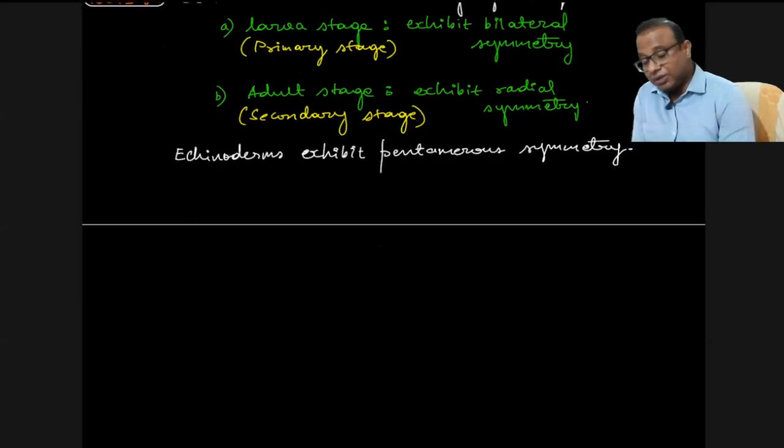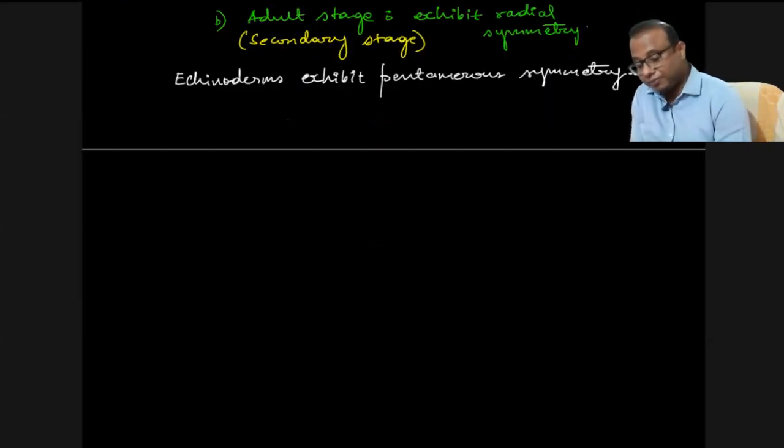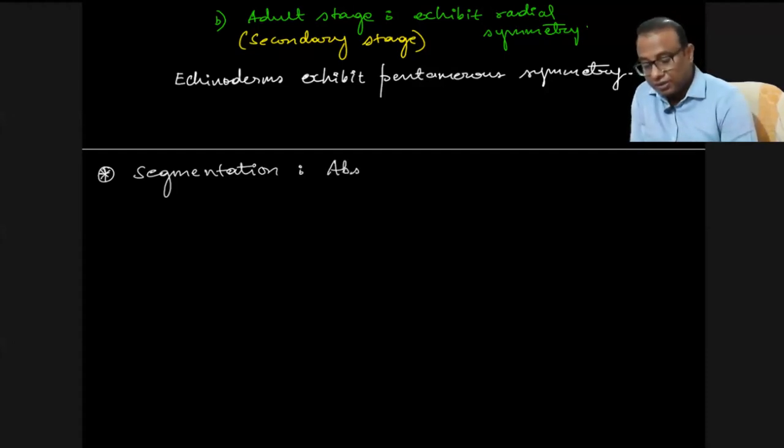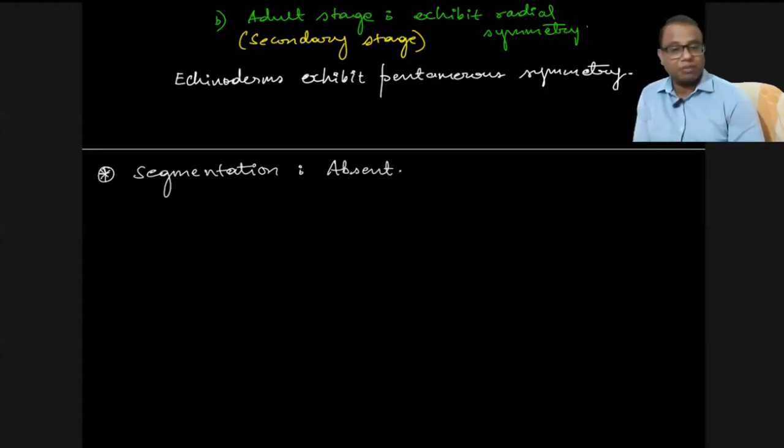Right, so next, what about segmentation? Segmentation appears from which phylum? Annelida onwards. So which all phyla show segmentation? Annelida, Arthropoda and phylum Chordata. Mollusca, Echinodermata, and some in between, do not show segmentation. So segmentation, or metamerism, is absent.